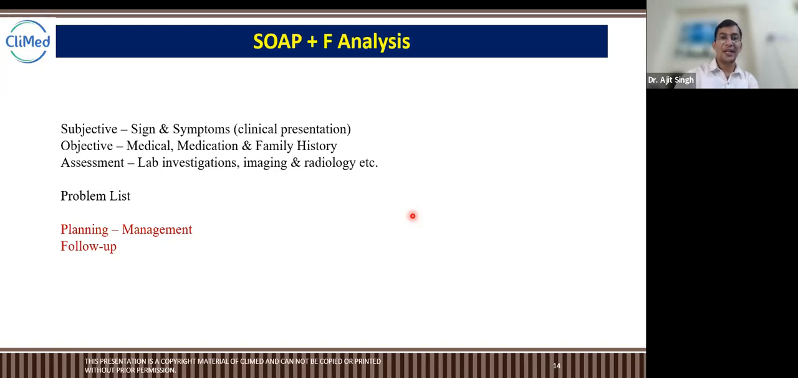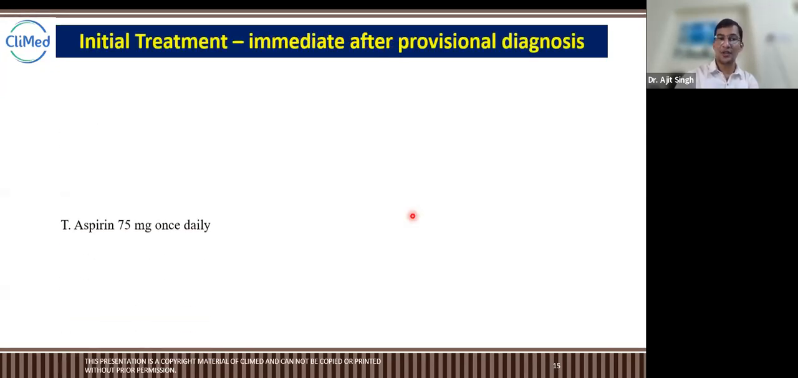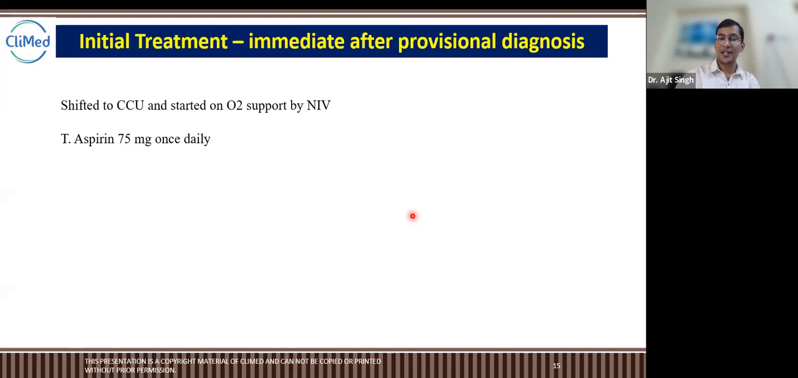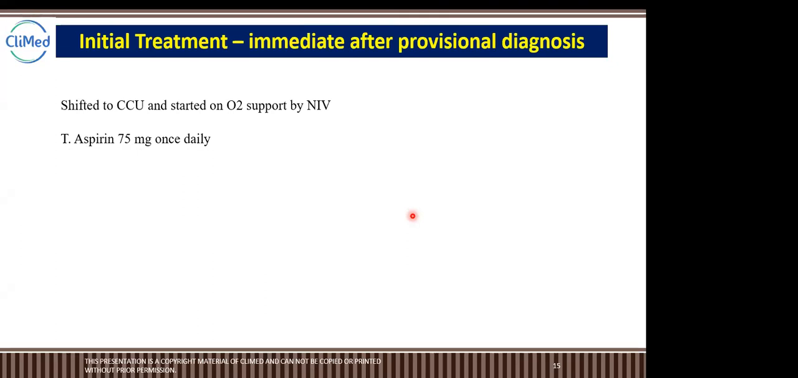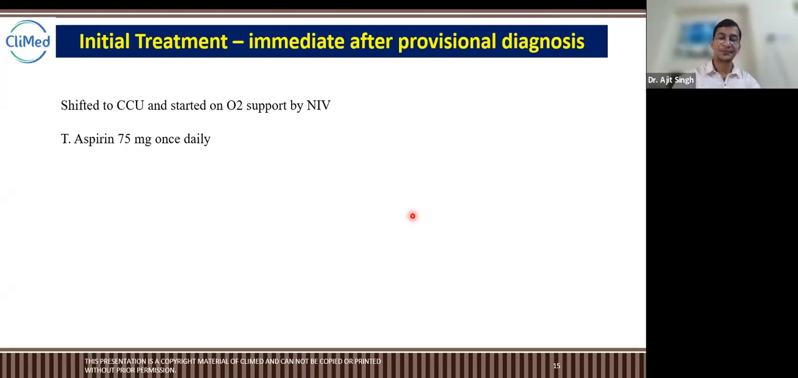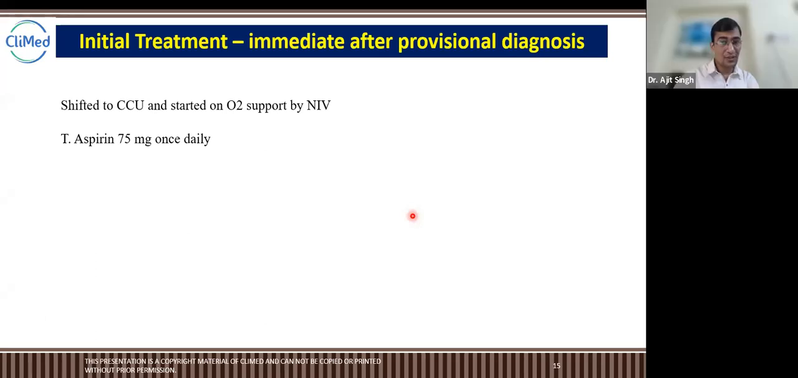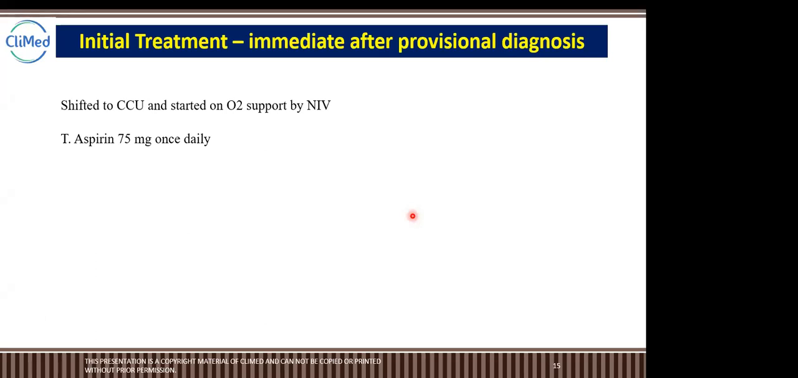So now initial treatment after provisional diagnosis. Aspirin 75 mg was given because the patient is having ischemic heart disease. Shifted to CCU, cardiac care unit, and started on oxygen support by NIV. What is NIV? Non-invasive ventilation. Without any intubation, without intubating the patient, like CPAP and BiPAP.